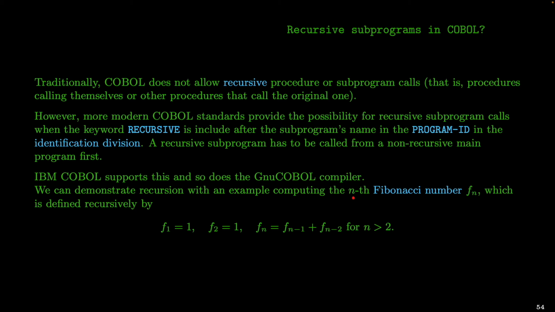I will do this by computing the nth Fibonacci number, Fn, where n is some positive integer. You may or may not recall that Fibonacci numbers are defined by the following recursive formula. The first and the second Fibonacci number are both defined to be 1. And then we say that the nth Fibonacci number is defined to be the sum of the two preceding ones, from index 3 onward. Here we have a nice recursive definition, so we can put this into code and we will see how COBOL handles recursion.